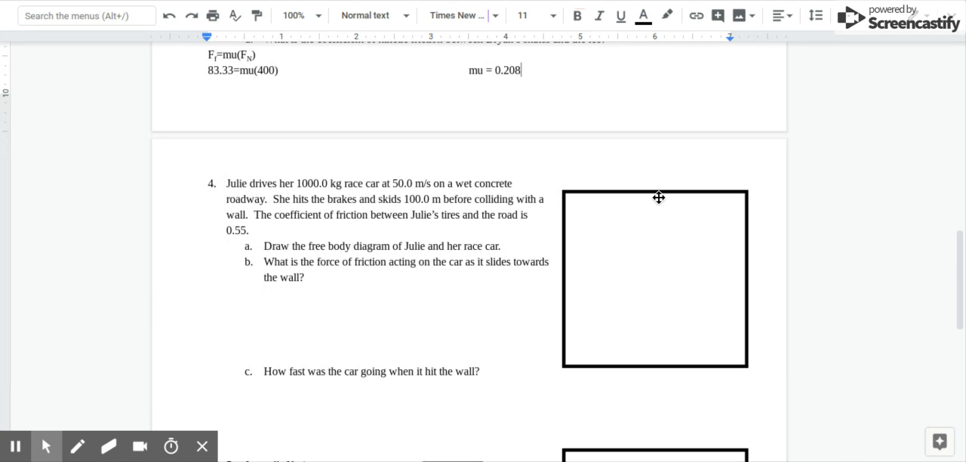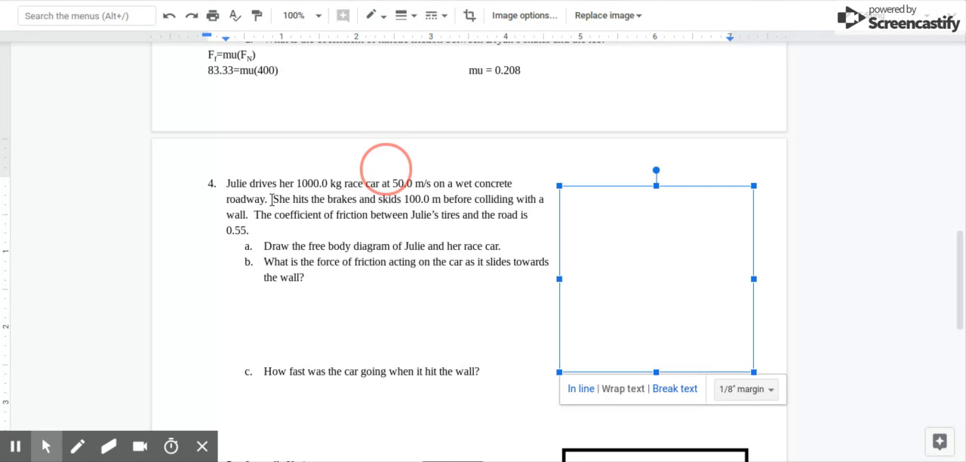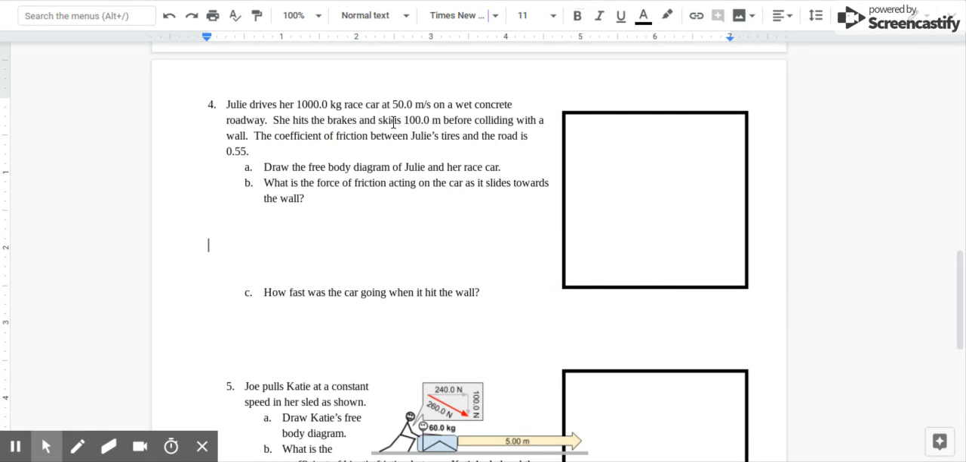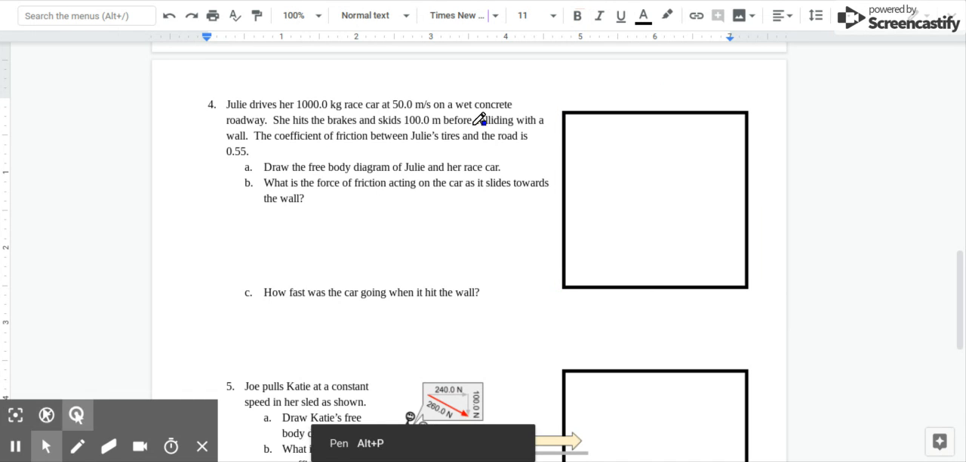All right. Here we go again. So here's Julie driving her race car at 50 meters per second on a wet concrete roadway. She hits the brakes and she skids. So hitting the brakes and skidding means that's going to be force of friction that's slowing her down. And then she collides with the wall, and it gives you the coefficient of friction.